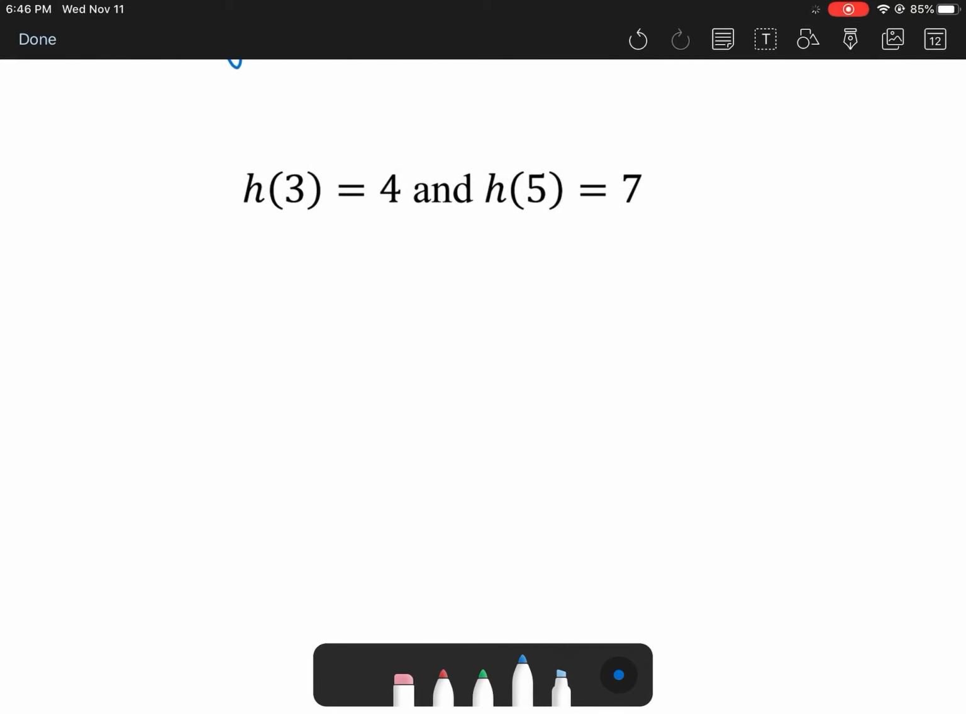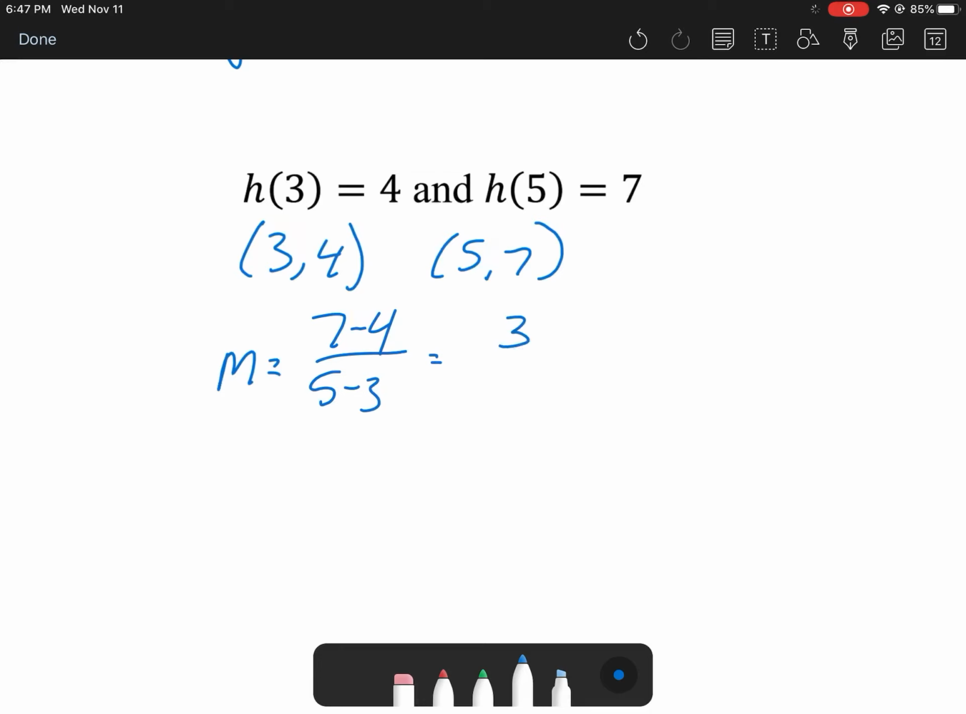Just to go over it again, I have h of 3 is equal to 4, and h of 5 is equal to 7. Again, these are just giving you coordinate points. So we want to find the slope. We can use our slope formula again. 7 minus 4 over 5 minus 3. I get 3 over 2. What a beautiful slope.